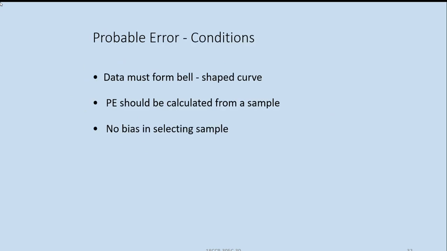Conditions for probable error: data must form a bell-shaped curve, meaning the shape of the data should come just like a bell. PE should be calculated from a sample, and there should be no bias in selecting the sample.